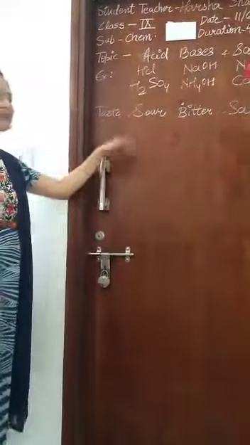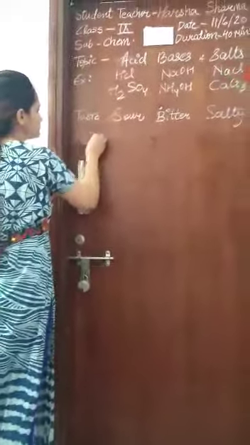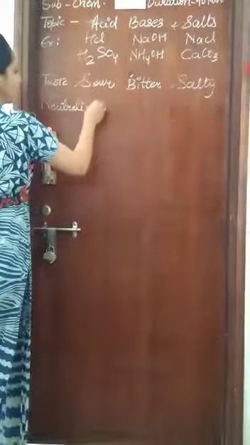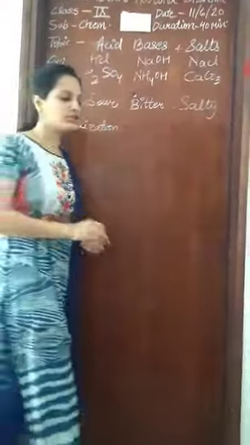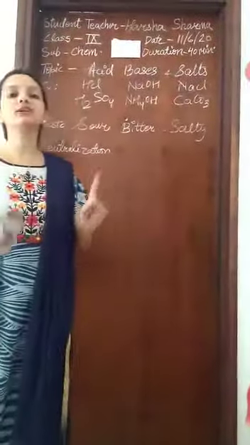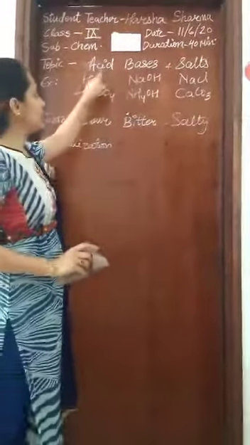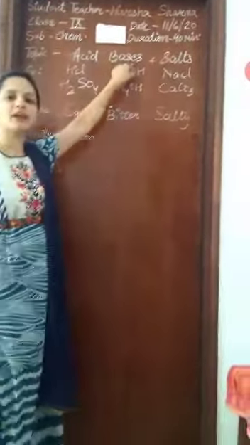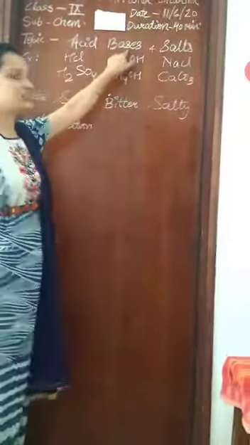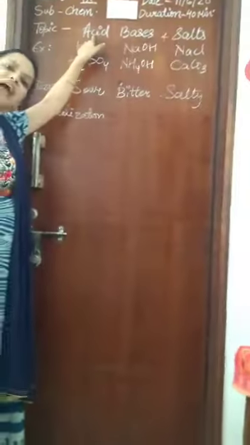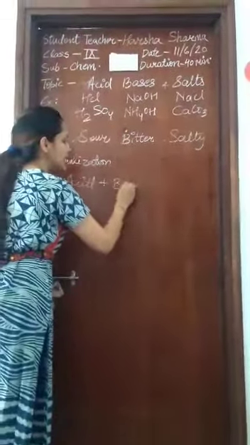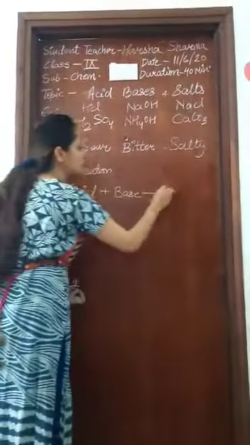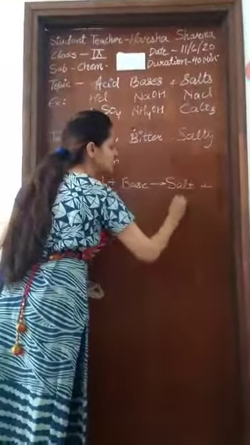Now after taste, let's come to neutralization. So children, do you know what neutralization means? The word neutralization means to cancel the effect of. So children, an acid will always cancel the effect of a base, whereas a base will always cancel the effect of an acid. So neutralization reaction means when an acid reacts with a base, it forms salt plus water.